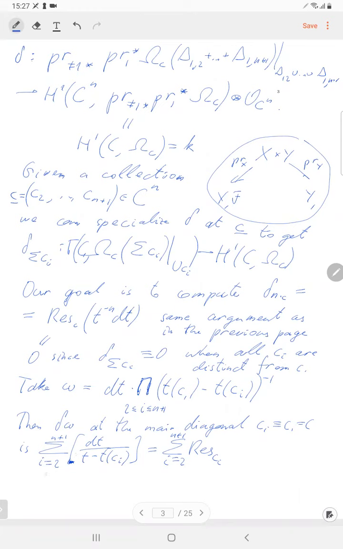Here C is the points on C to the power n, the Cartesian product of n curves. And here t is the coordinates on one curve. Well, they're all copies of the same curve, right? They just coincide. They all have the same coordinate t.